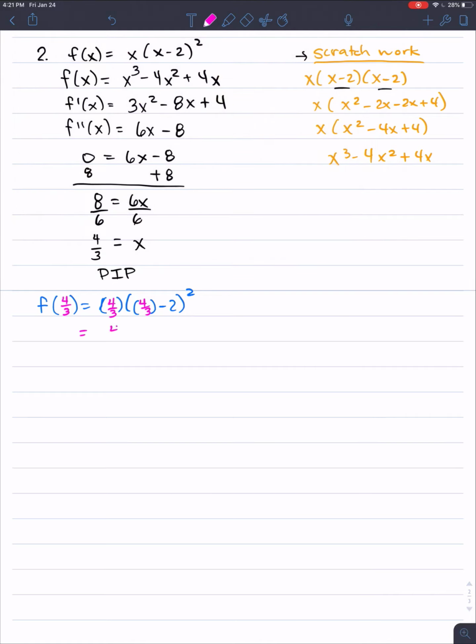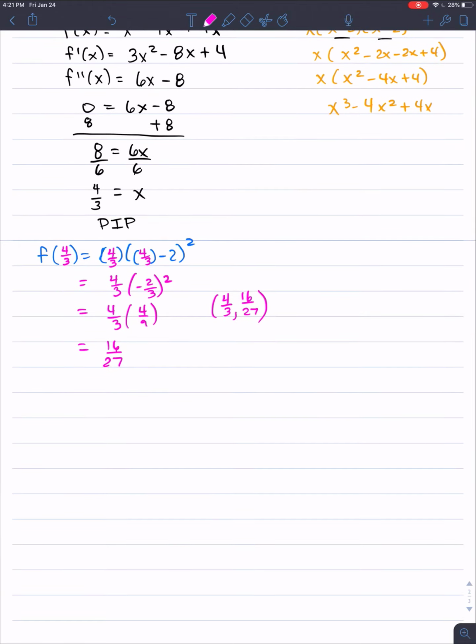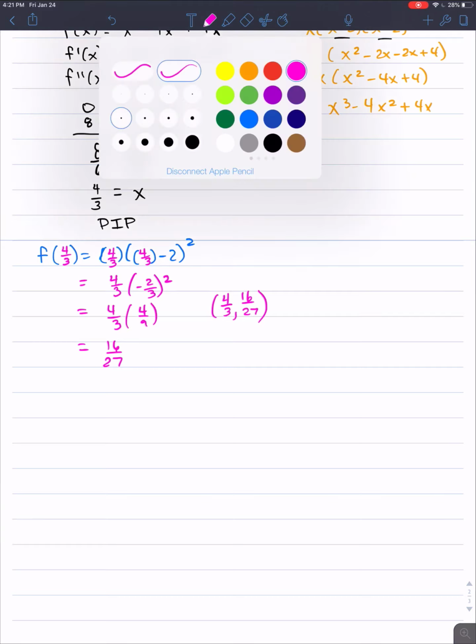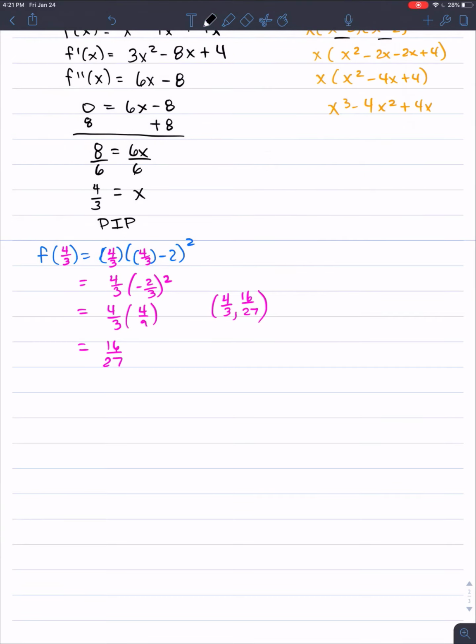So that's just going to be negative 2/3 squared. So we'll have 4/3 times 4/9. Simplify that, you get 16 over 27. So the possible inflection point is going to be 4/3 comma 16 over 27. Now let's go back up and determine if it is in fact an inflection point using our test interval.